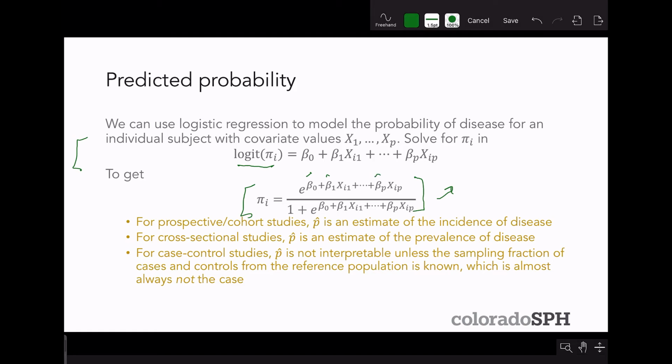And it's good to note that the interpretation of this quantity is a little different depending on what your study design is. So for prospective designs or cohort studies, this p-hat is an estimate of the incidence of disease. For cross-sectional studies, p-hat is an estimate of the prevalence of disease. For case control studies, p-hat is often not interpretable unless the sampling fraction of cases and controls from the reference population is known. And that's almost always not the case.